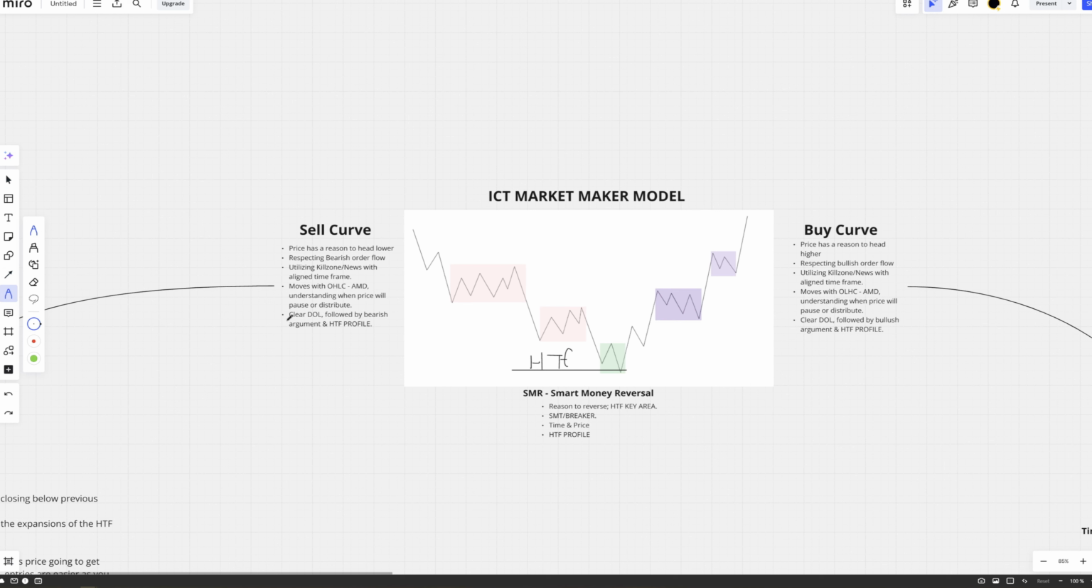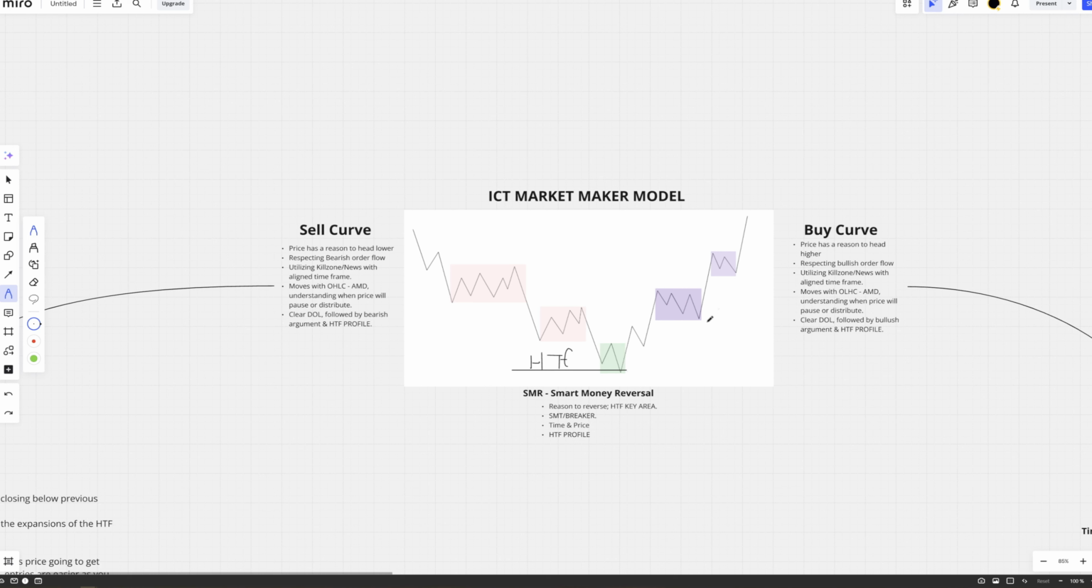If you have a clear draw on liquidity, followed by bearish arguments and a high time frame profile, you pretty much have a gold mine of a trade. Simple as that. And the same thing works in a buy curve. We've met our high time frame objective. Let's say this is a high time frame fair value gap. Let's say this is a daily fair value gap.